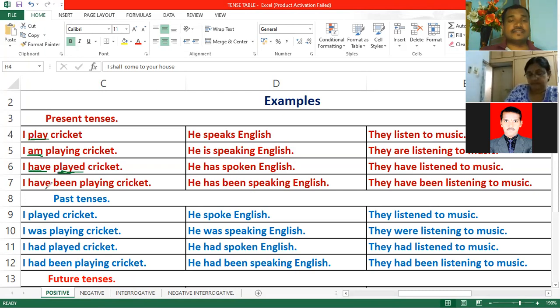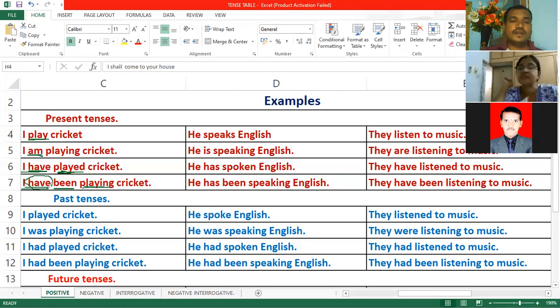Next, perfect continuous. As I said earlier, whatever the sentence has in the perfect tense, the same thing should be followed by been. So it's I have plus been, and for continuous, V1 plus ing, play plus ing, playing. I have been playing cricket. Have is the helping verb.